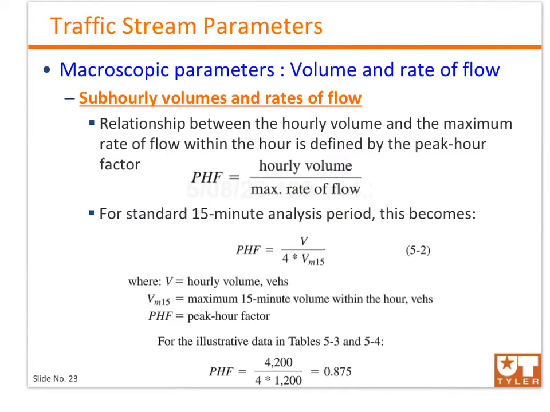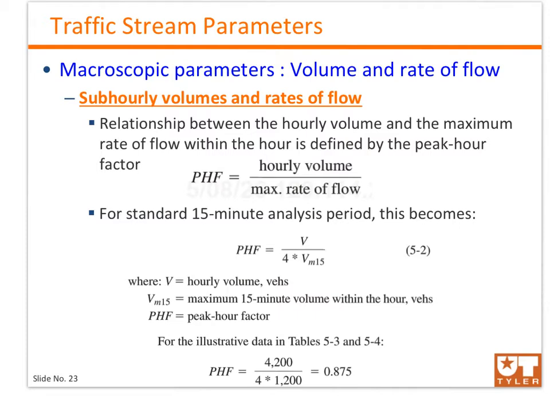So typically we measure volumes every 15 minutes, and that's why we can simplify this equation into another form, which is peak hour factor is basically V, which is the hourly volume in 1 hour, over the maximum 15-minute volume within the hour, times 4. Why 4? Because I'm having 4 quarters, 4 15-minute periods in an hour. If you are measuring the volume every 10 minutes, that means you are having 6 10-minute segments in the hour, then V over VM10 times 6 would calculate for you the peak hour factor.